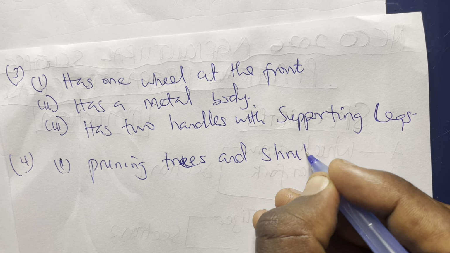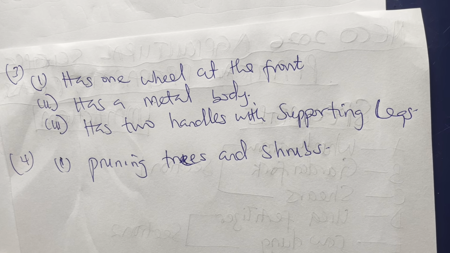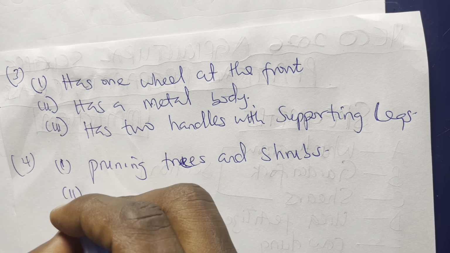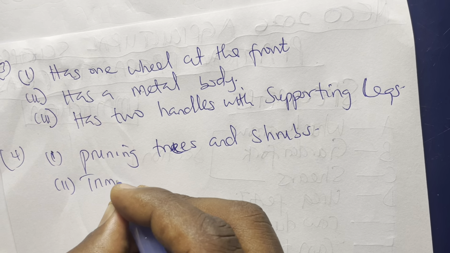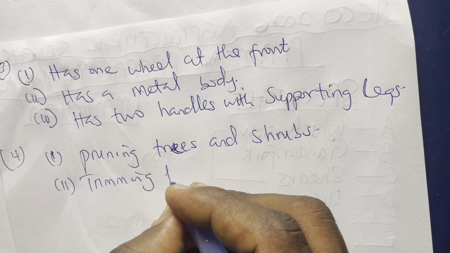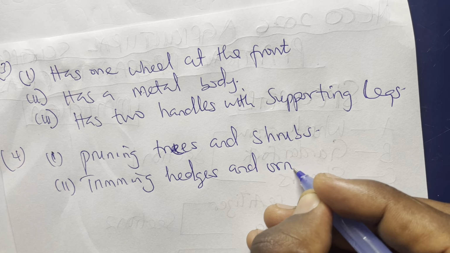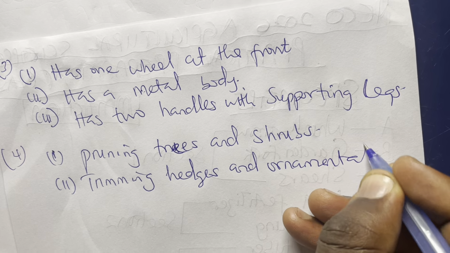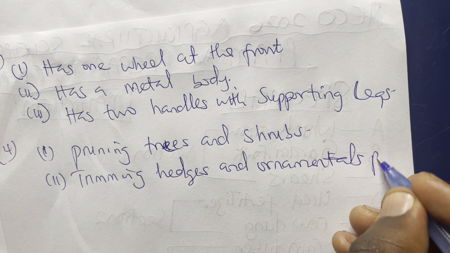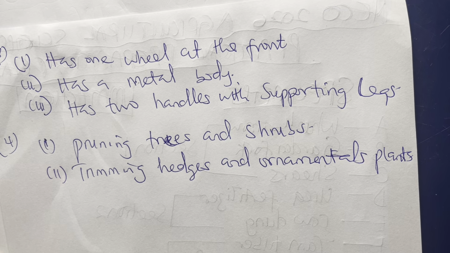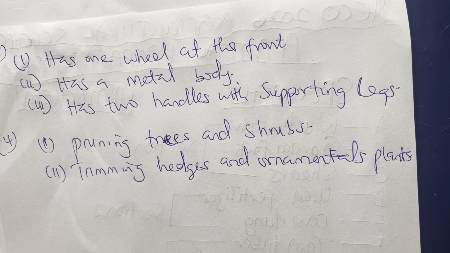So that's the first one. It is used for pruning trees and shrubs. So another one is that it's used for trimming edges and ornamental plants. Yeah, so that's the number 2 uses of specimen C on the farmland.